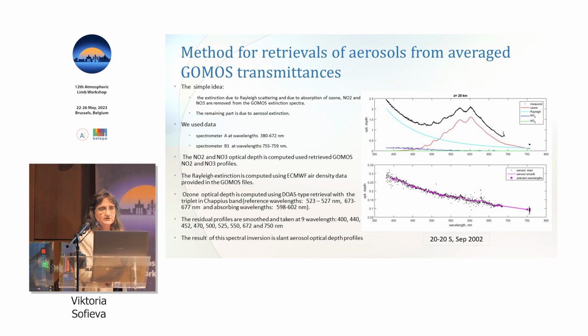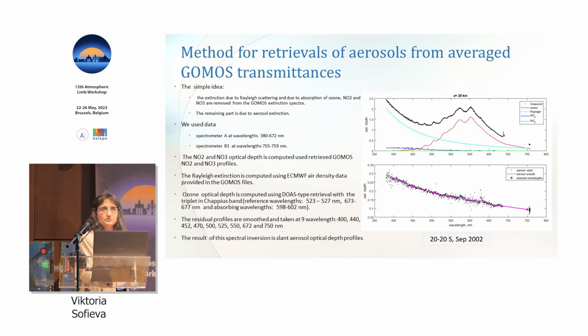From transmittance spectra, from which refractive effects have already been removed, we remove contributions by ozone, by Rayleigh scattering, by NO2 and NO3. The remaining part is due to aerosols. For NO2 and NO3, we use data retrieved in GOMOS version 6 data. They are from DOAS retrievals.